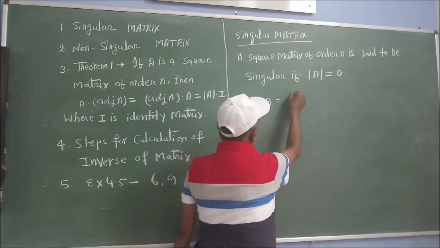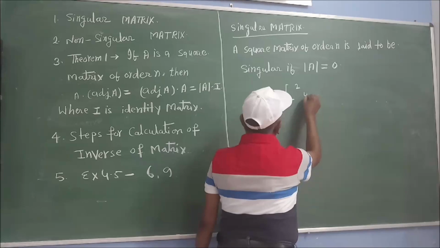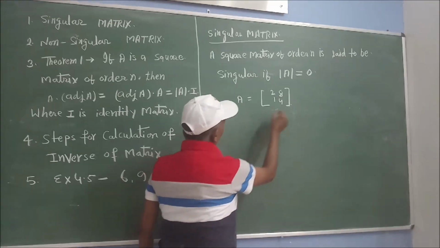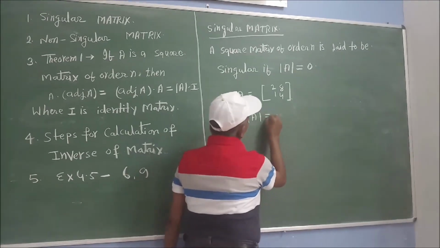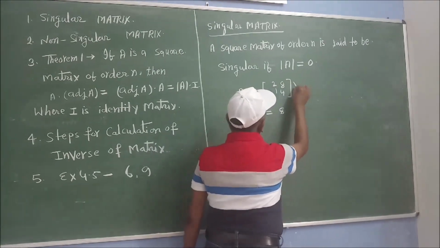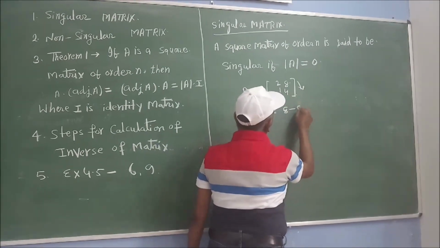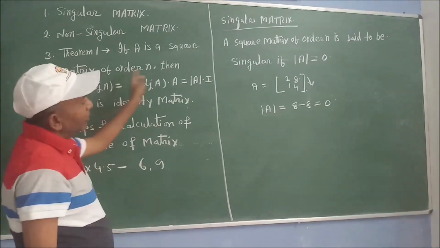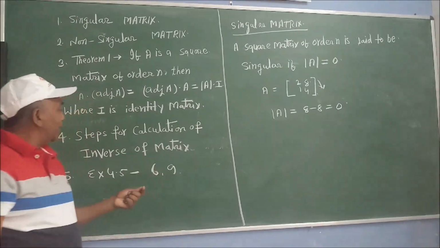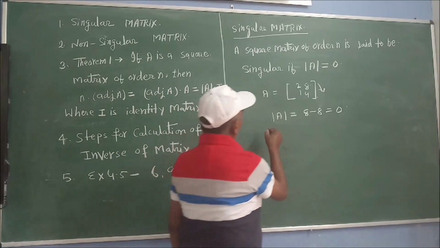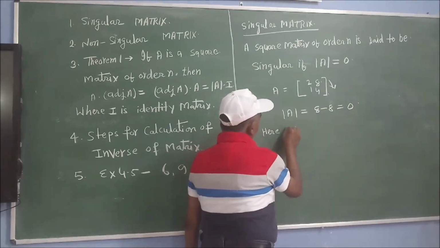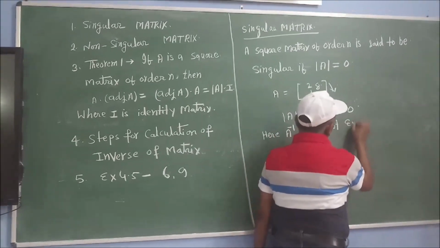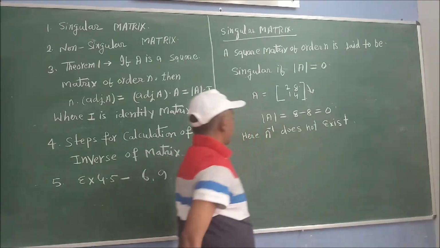A is a matrix and its elements are 2, 4, 1, 8. This is a 2 by 2 matrix. So if you find the determinant of A, this will be 2 into 8 minus 4 into 1, which is 16 minus 16. So this will be equal to 0. If the determinant of a matrix is 0, that means we cannot find its inverse. You can also write here A inverse does not exist. That means we cannot calculate the inverse of the matrix.